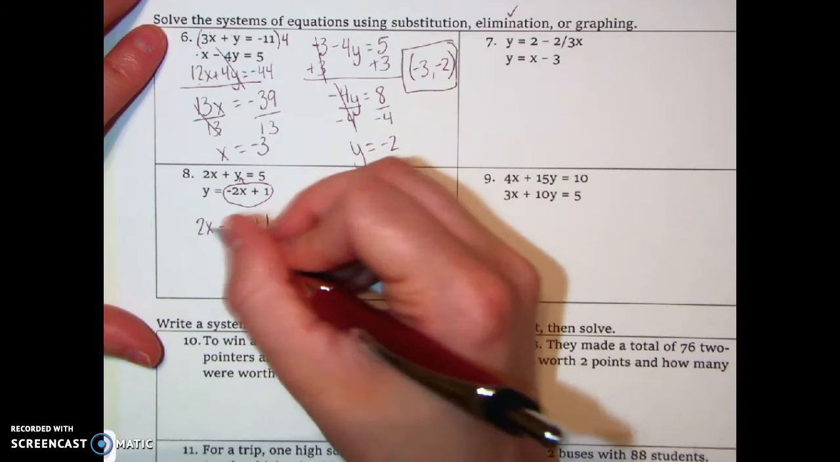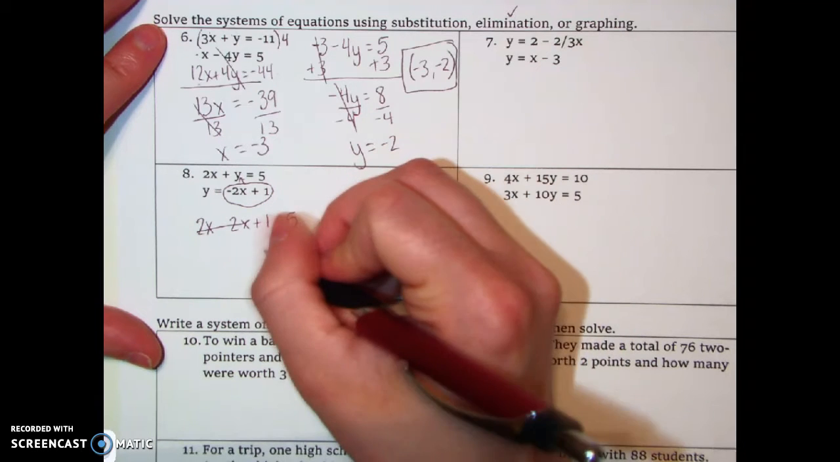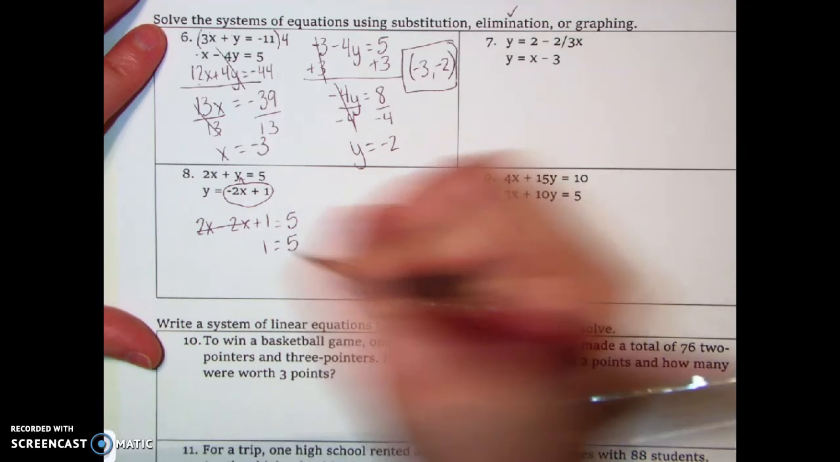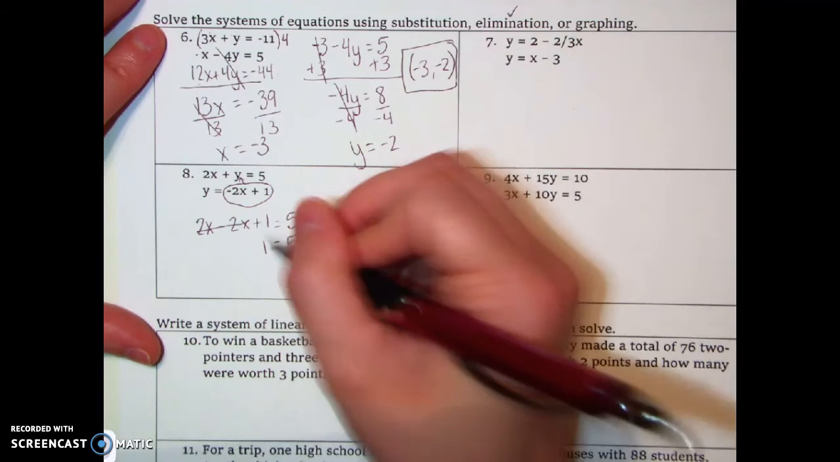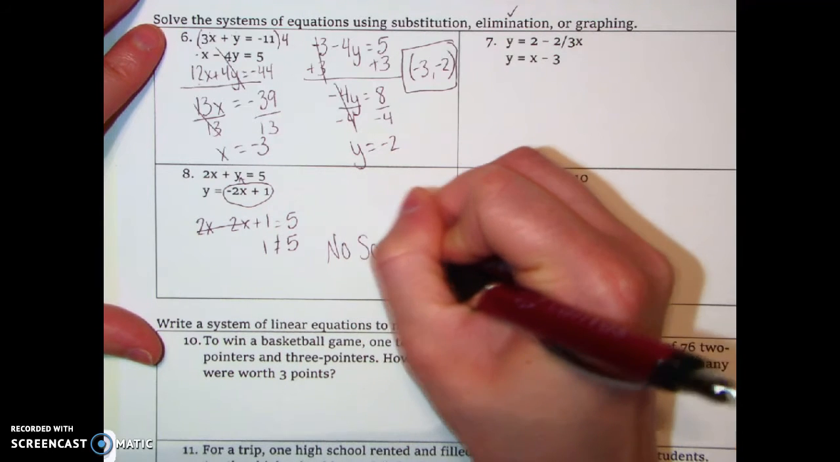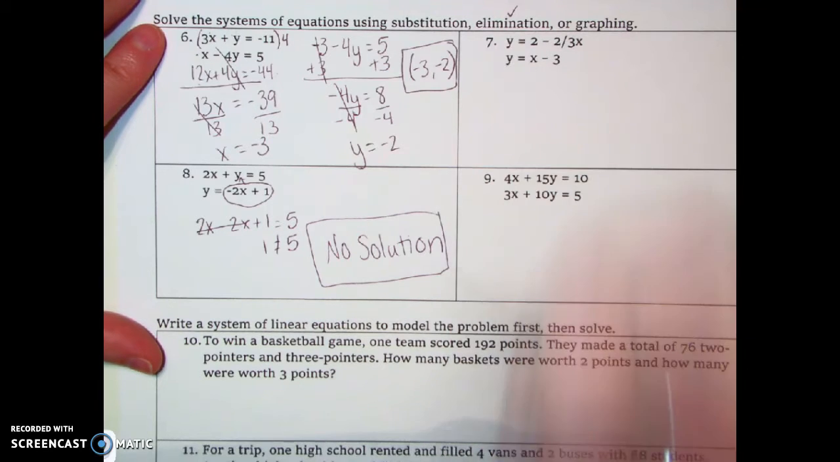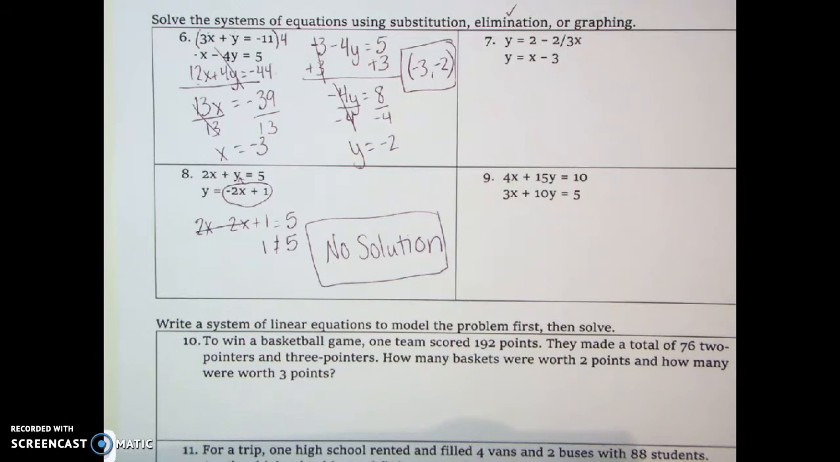I'm going to combine like terms. 2x minus 2x is 0, so that's gone. That leaves me with 1 equals 5. Does 1 equal 5? No. So draw a line through it. This one is a no solution. You do not have to go on any further because there is no solution to it.